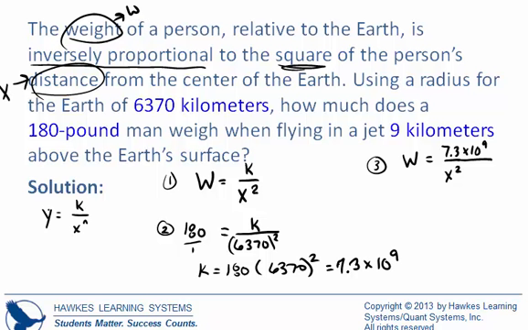If the radius from the Earth is 6,370 and his jet is 9 kilometers above the Earth's surface, then his distance is 6,379, adding those two distances together. And so let's plug that in. So we have W is equal to 7.3 times 10 to the 9th over 6379 squared for the distance. And we'll calculate using our calculator, and we can find his weight to be 179.49 pounds.